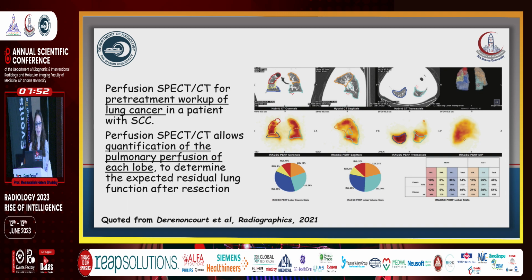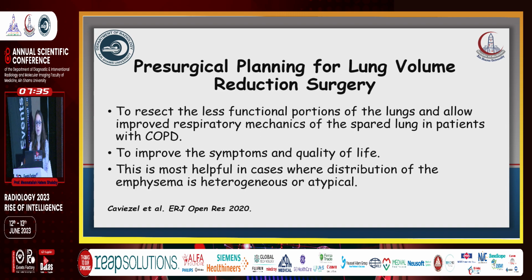The perfusion SPECT-CT allows quantification of the pulmonary perfusion of each lung lobe to determine the expected residual lung function after resection. And it appears in this color in this pie chart or in such a table. Also, it is valuable in pre-surgical planning for lung volume reduction surgery to resect the less functional portions of the lung and allow improved respiratory mechanics of the spared lungs in a patient with COPD.